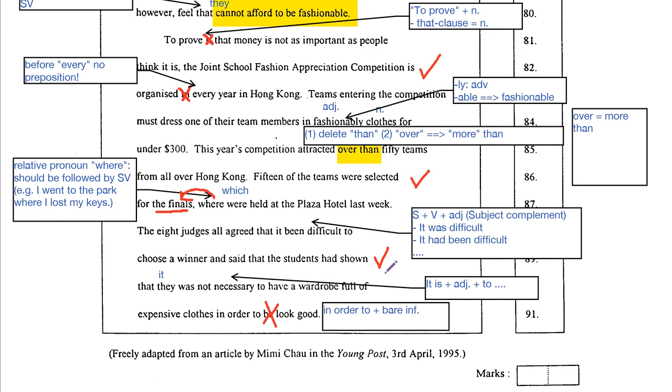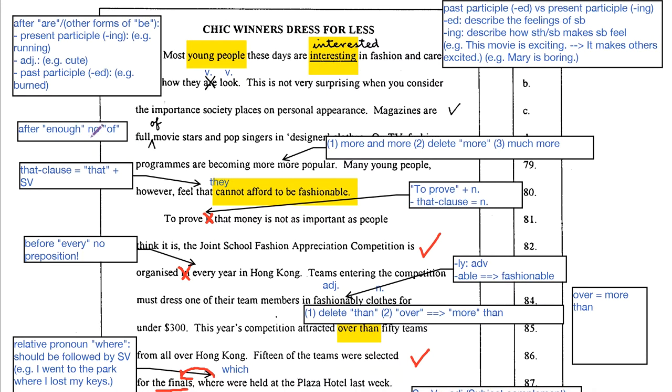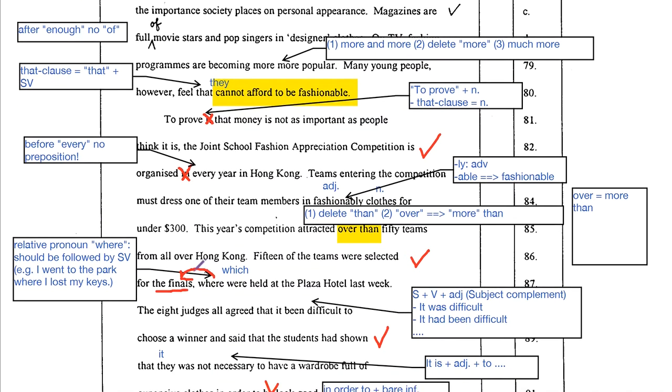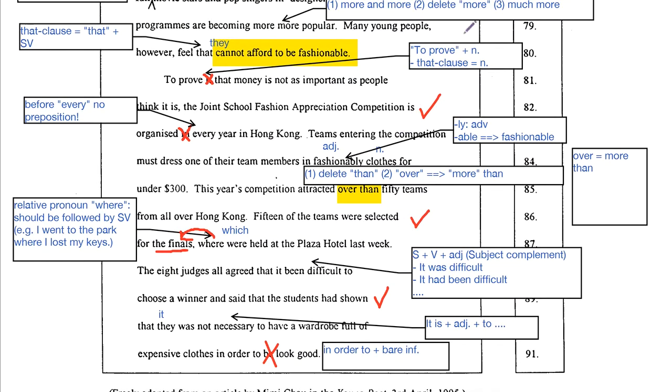Alright, so that's the end of today's explanation. I hope you learned something through this video, and also hopefully you remember some of the takeaways in this lesson. For example, after "enough," you don't use "of." Or before "every," don't use any preposition. Alright? Or learn some sentence structures. For example, it is adjective, it is adjective to, in order to, these all you can learn. Or "to prove," comma, alright?